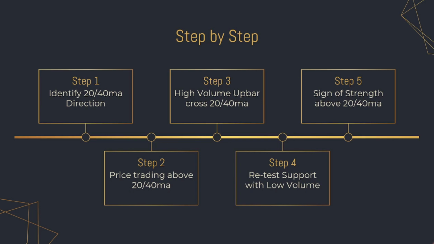Step two is that we want to look for the price above the 20 and 40 MA. Again, we want to look for some sort of breakout of a certain trend, to ensure that we now have a chance to make a reversal. But breaking above the 20 and 40, or the price being above them, is not good enough. We want to look for a high volume up bar. This is very important for me.